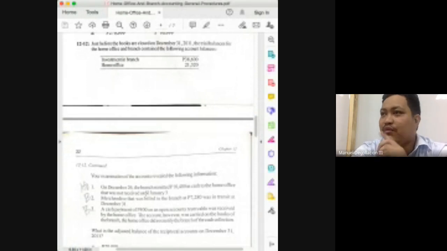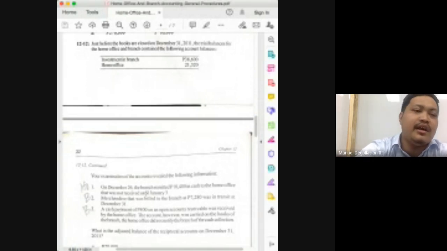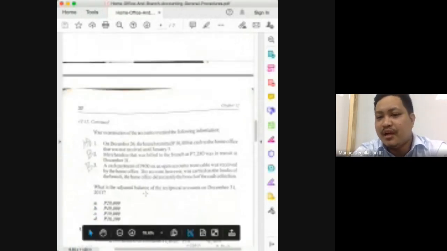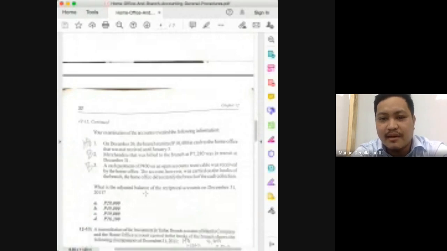Okay, but again, as what we've mentioned, the home office has not prepared an entry. What entry was not prepared by the branch on time? The receipt of the cash. What do you think would be the entry? Debit, cash, and credit, investment in branch. What does that entry do to the investment in branch account? Does it increase or decrease? Decrease. Since that entry was not prepared, class, that means the 10,400 was not yet deducted from the 38,600. So you should be deducting the 10,400 from the 38,600. Number two, merchandise that was billed to the branch at 7,280 was in transit at December 31.